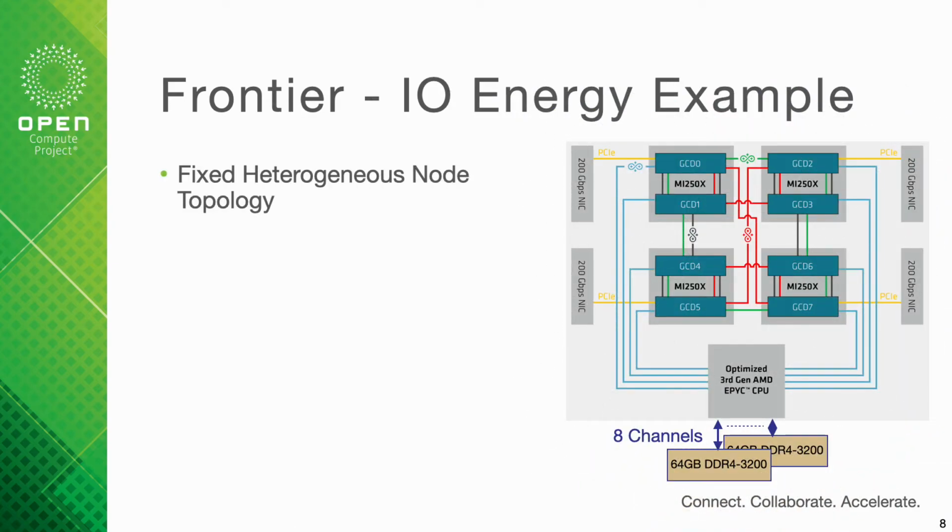So let's take a look at the Frontier node from an I/O energy perspective. Again, it's a fixed heterogeneous node topology. So what we mean by that is you've got the CPU and you've got a dedicated set of wiring to the 4 GPUs with Infinity Fabric, and that's the wiring diagram on the right there. And the CPU has its 8 memory channels. And you can see there's two Infinity Fabric links from the CPU to each GPU.